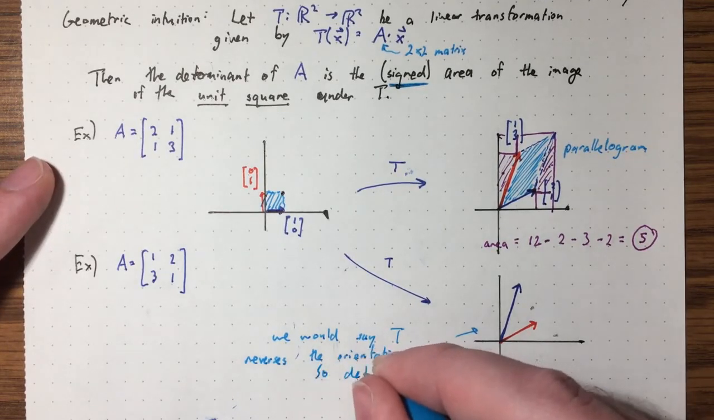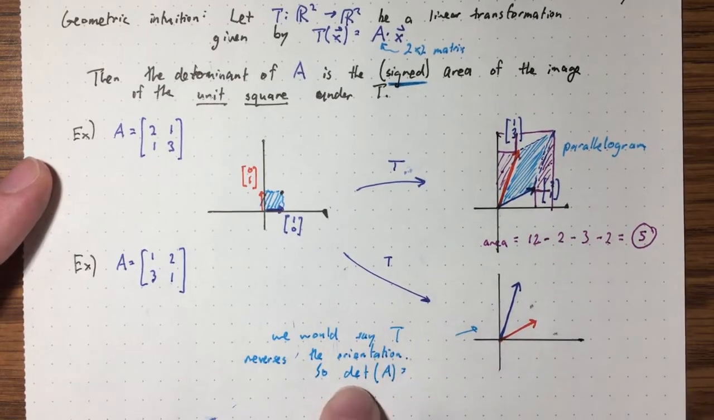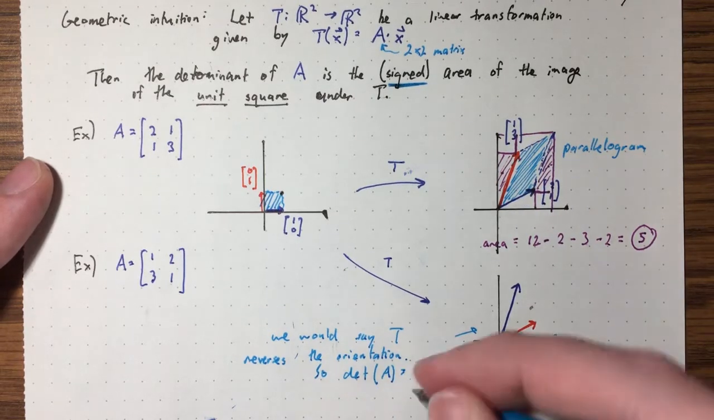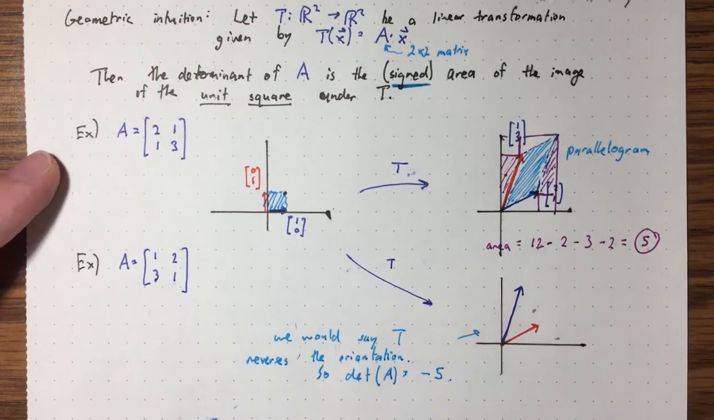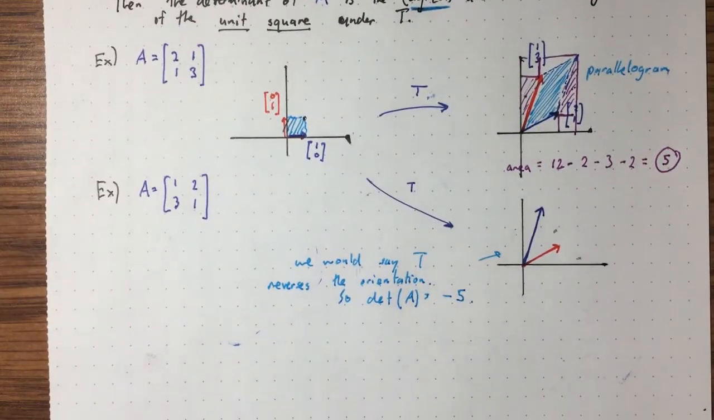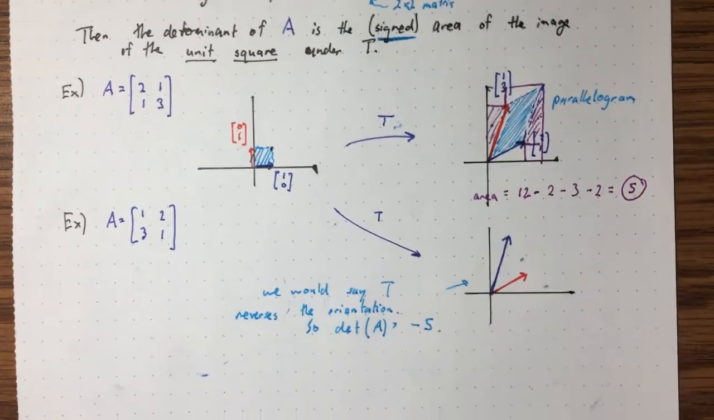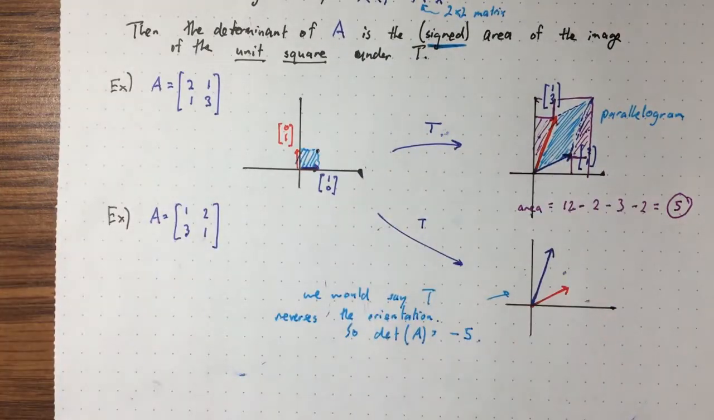So the determinant of this A, and that's my definition, that's my notation for determinant, it's det of a matrix, in this case would be negative 5, because you get the same parallelogram as the previous picture, but I've flipped the orientation.